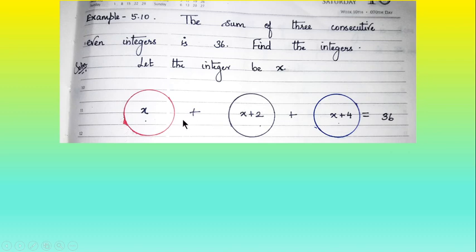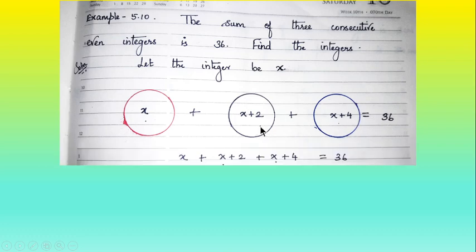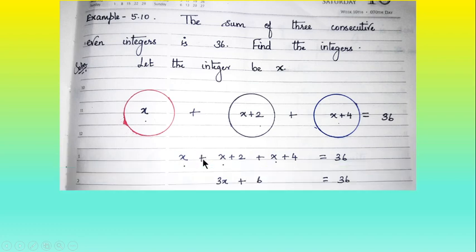So sum of three consecutive integers. We have three integers, right? So the first integer is going to be taken as x. Since the number is not given, we are taking it as unknown and we are assigning the unknown as x. And the second number is going to be x plus 2. What is the third number? x plus 4. The sum of three consecutive even integers is equal to 36. So we are writing as it is in the next step.